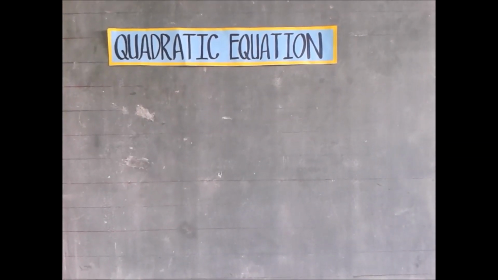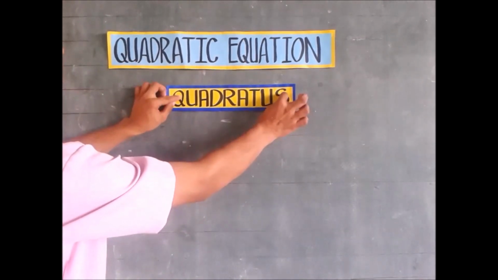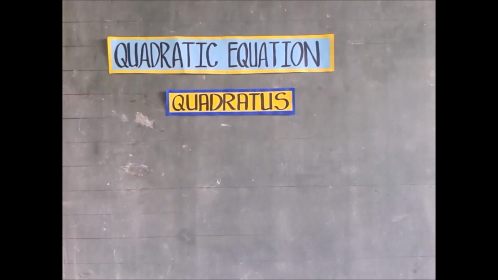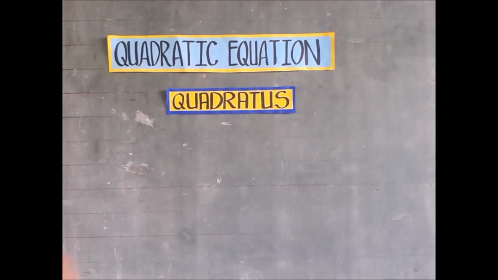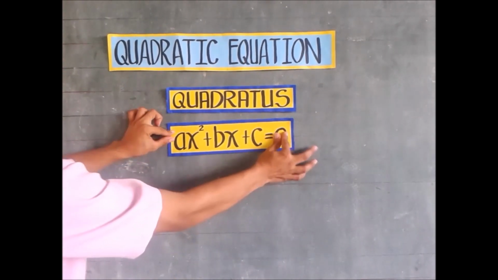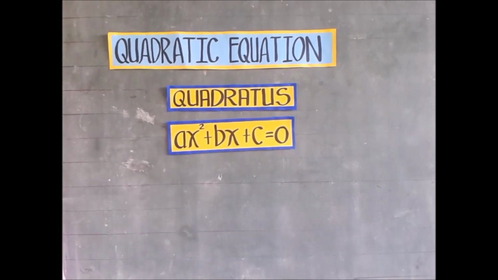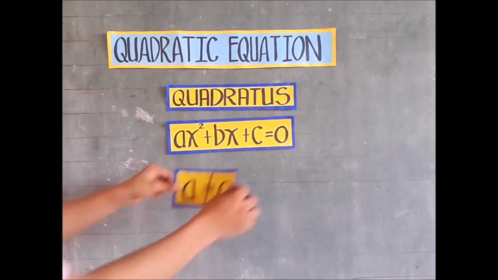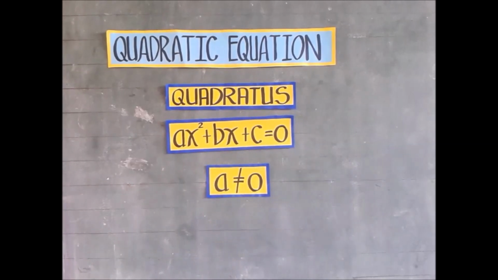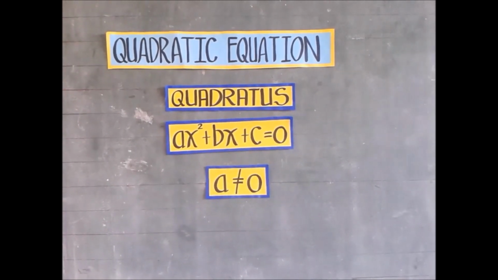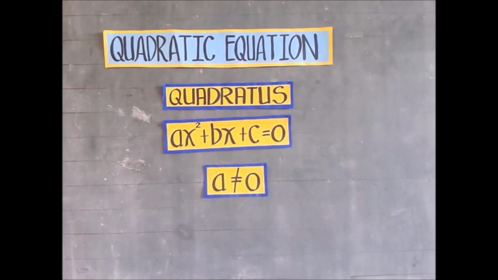Quadratic equation came from the Latin word quadratus, which means squares. It is an equation having the form ax squared plus bx plus c is equal to 0, where x represents known numbers such that a is not equal to 0. If a is equal to 0, then it is linear, not quadratic.